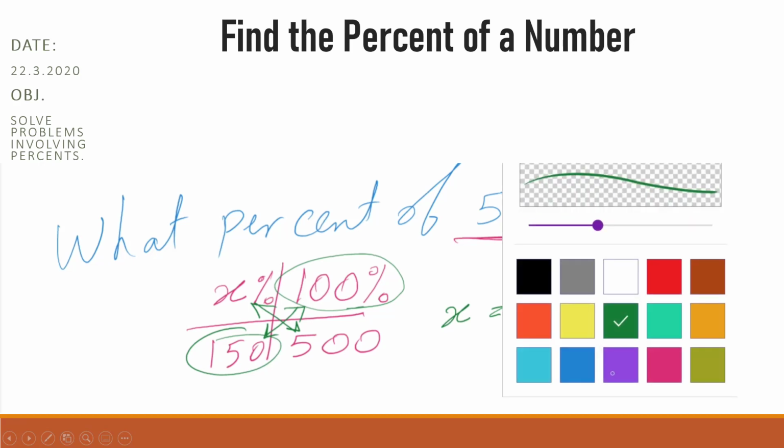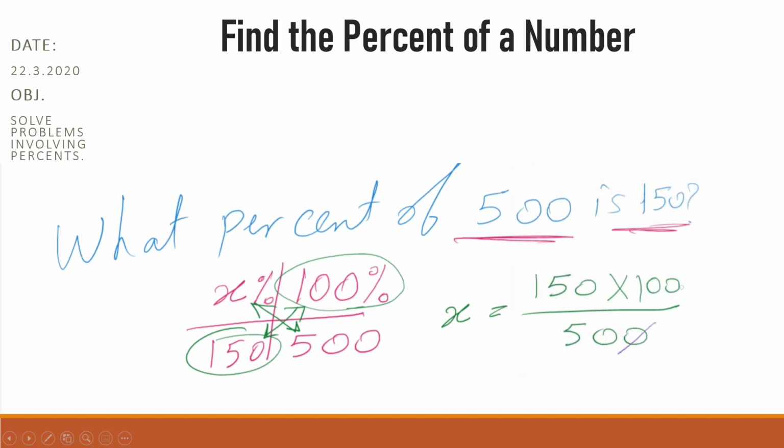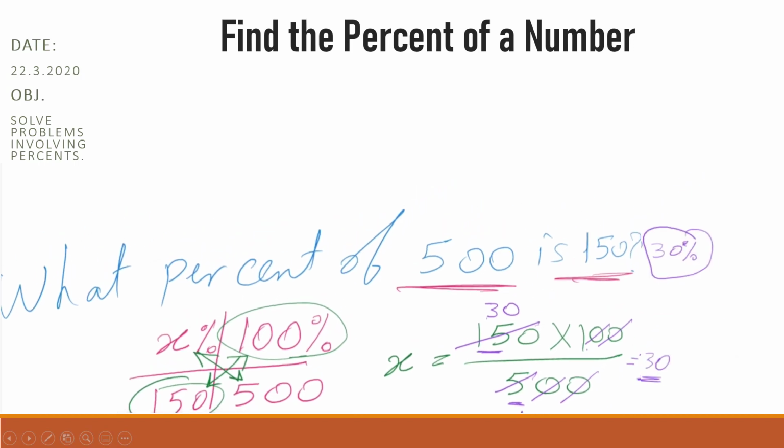Simplify that any way you want. The simplest way is to remove zeros first. And after that I have 5, so I can divide 15 and 5. Start by dividing 150 by 5. 15 divided by 5 is 3, and 0 divided by 5, of course, 0. Here 5 divided by 5 is 1. So the answer is 30. And the question was what percent? So the answer is 30%. Don't forget to write percent.